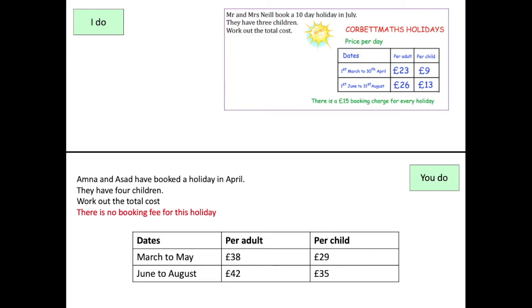You don't have to worry about price per day, so that will make it much easier for you. Right, so the answer you should have got is £192.